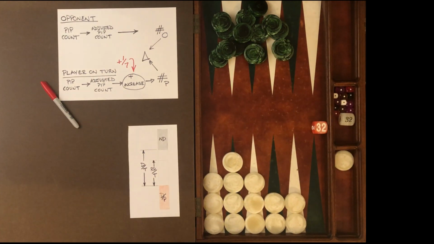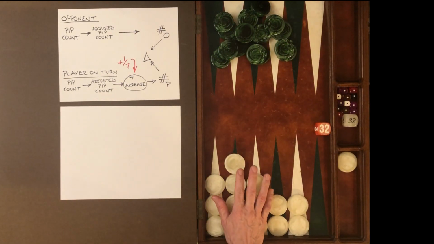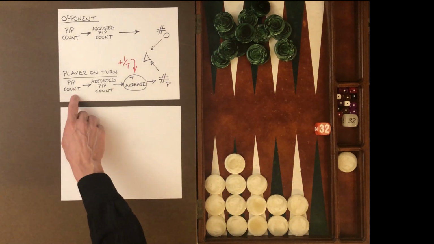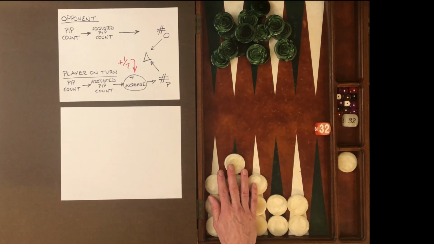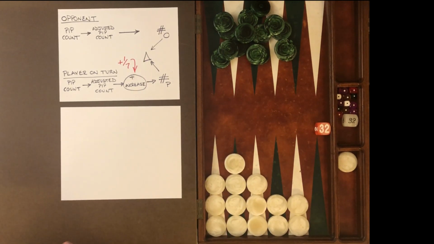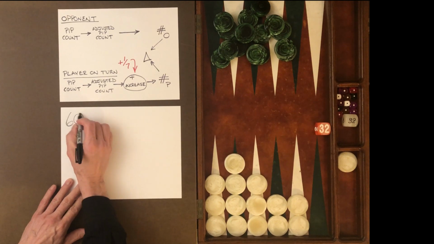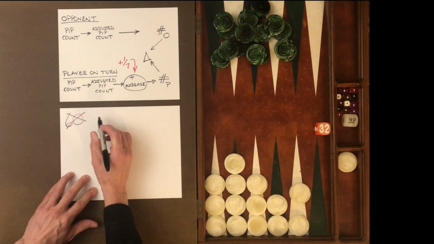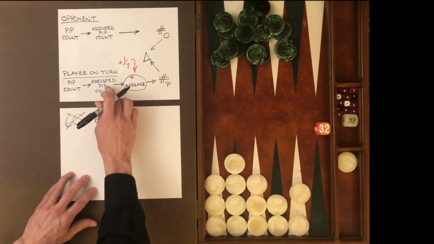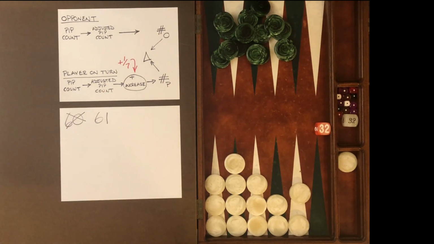And don't worry, this is a lot easier than it sounds. There are two different ways of doing this. One of them I personally find easier. I'll show you both. So for this position here, we're going to do our pip count, nice and easy, 50, 60. So we have a pip count of 60. And our penalties, no gap penalties, but we have an extra checker here, so our penalty is 1. So our new number, our adjusted pip count, is 61.